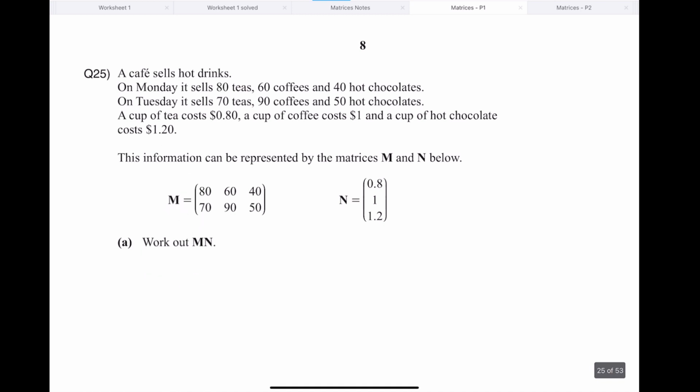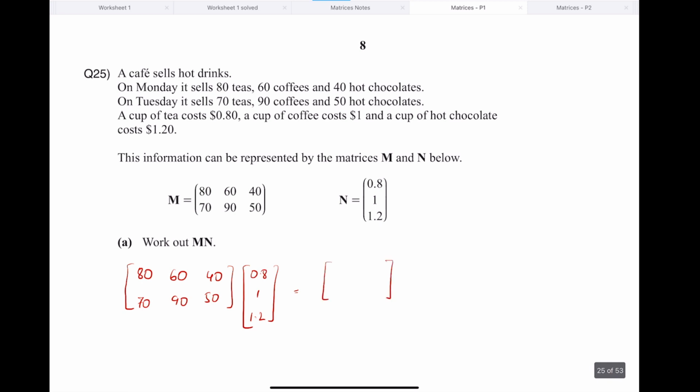Work out MN. So that's pretty easy. We just have to multiply these two matrices. 80, 60, 40, 70, 90, and 50. So can these two matrices be multiplied? Yes, they can. If the question is asking you to do it, that means of course it's possible. Now bear in mind that this is a paper 1 question.